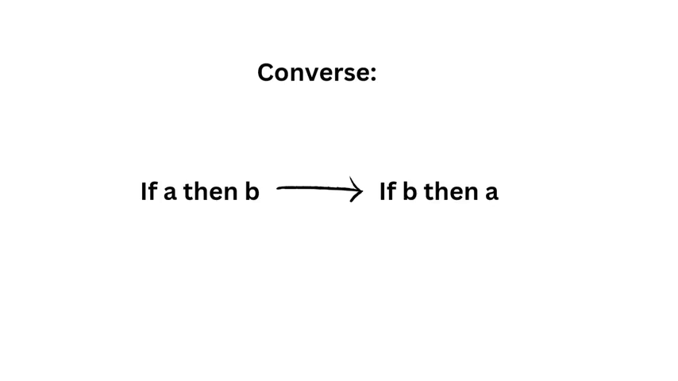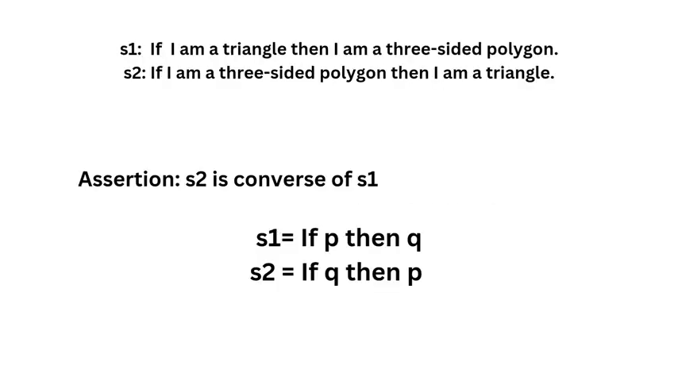So basically we have just interchanged. In the place of A we have written B and in the place of B we have written A. So that's it. That is the meaning of converse. So our assertion states that S2 is the converse of S1.